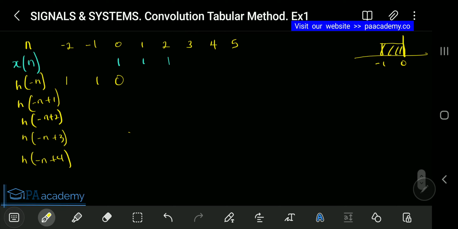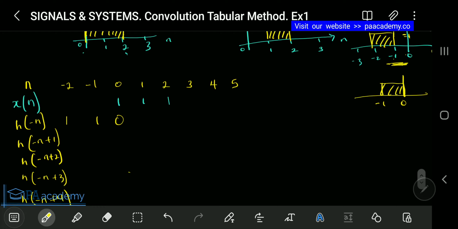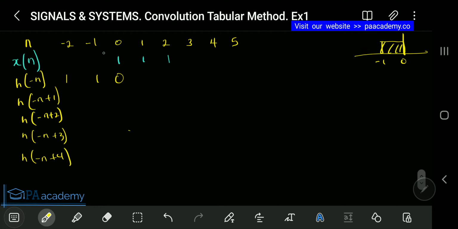So in shifting it once, the amplitude will still be the same, but the position will change here. So at -1, the amplitude is 1, then at 0 the amplitude is 1, and then 0.